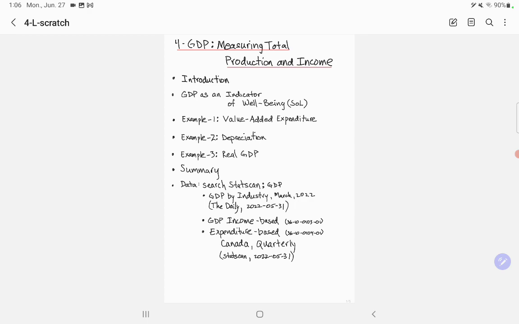So we're going to look at the two main data categories, or the two main data sets that we measure, observe, so that we can determine the size of an economy. First, we'll talk about GDP. That's chapter 4. And then we'll talk about employment and inflation. That's chapter 5.